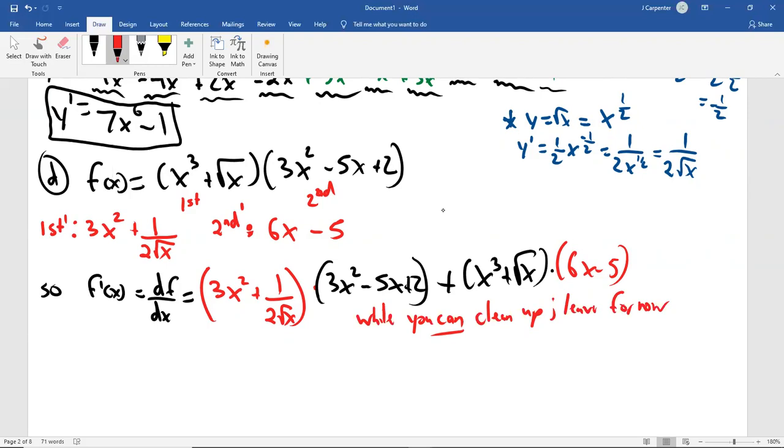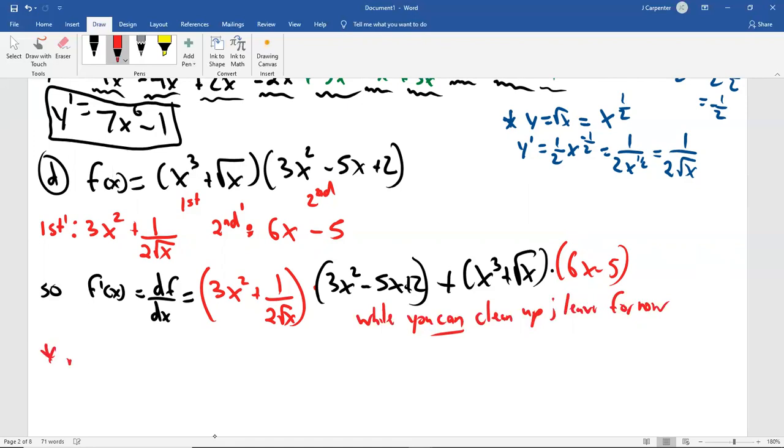Because this would be a significantly more challenging problem if we actually go through and distribute these products, FOIL these, clean up, rationalize the denominators to then combine terms that we can combine. You're multiplying an x squared with square roots, so you have to go back to the rational exponent forms. It's just a bit of a mess for now. So like I said, we're going to leave it alone.